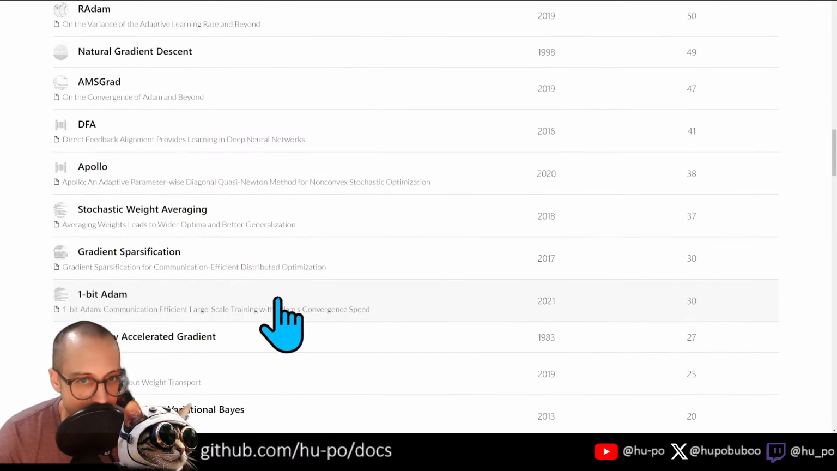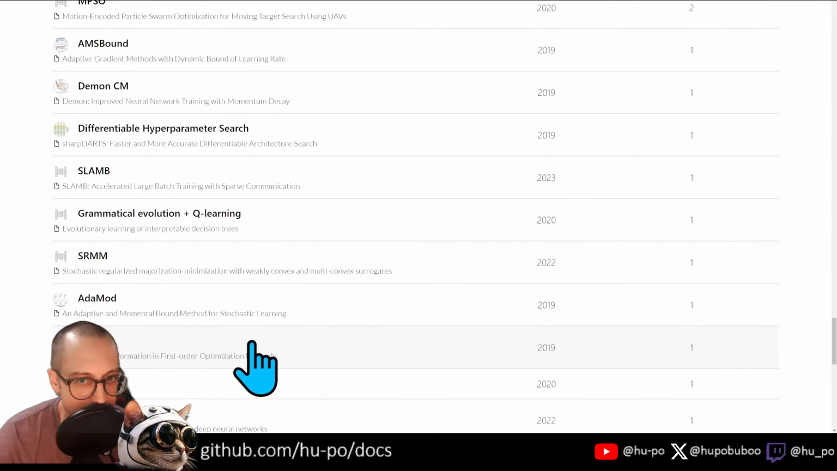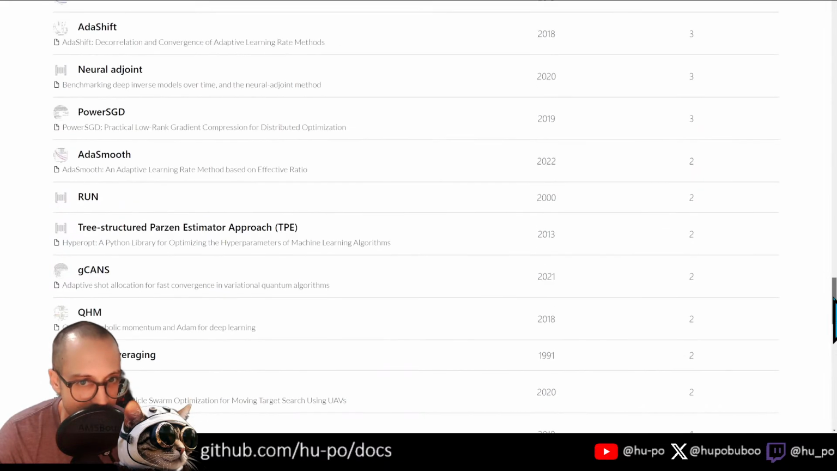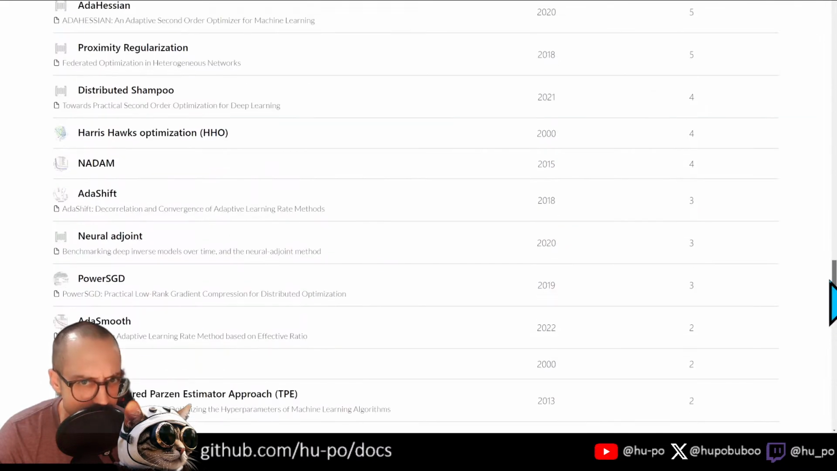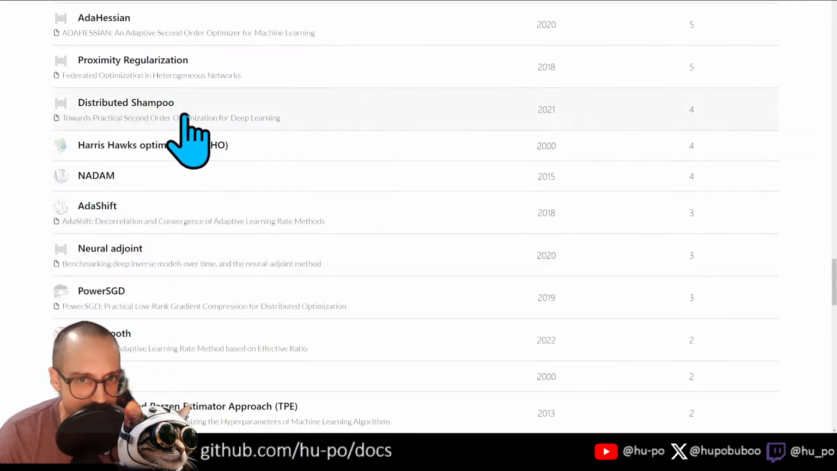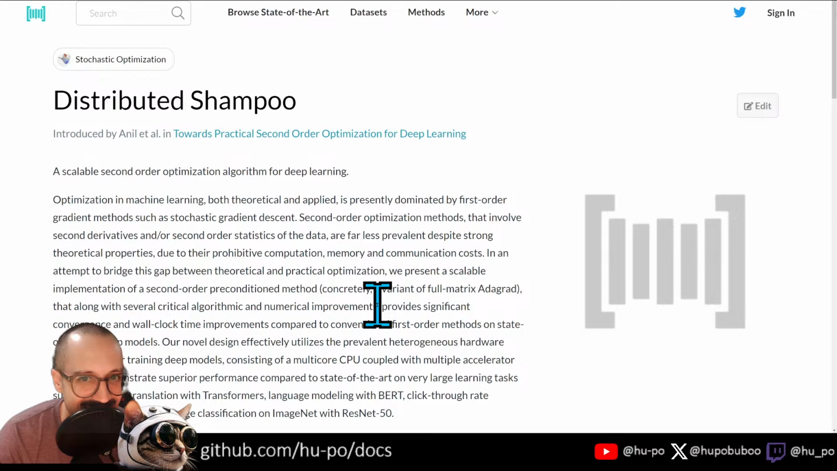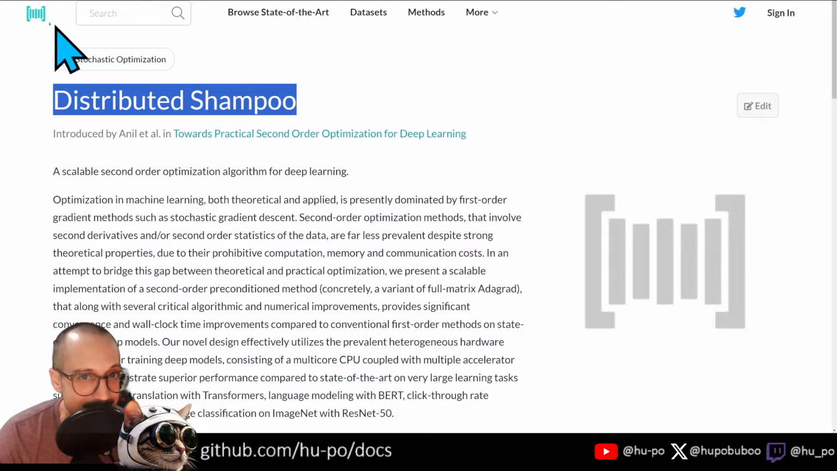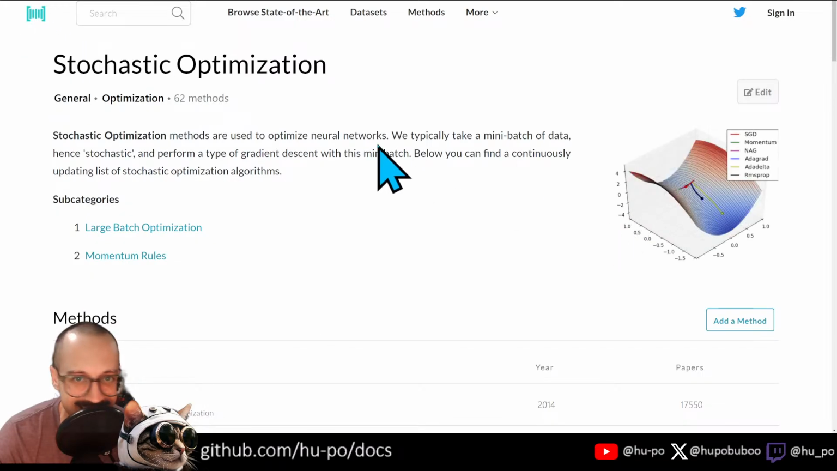Look at all these different optimizers that people have come up with over the years. Literally hundreds of different optimizers here. AdaSmooth, PowerSGD, AdaShift, Distributed Shampoo. This has to be the best name ever. A scalable second order optimization algorithm called Distributed Shampoo. This is my new favorite optimizer.